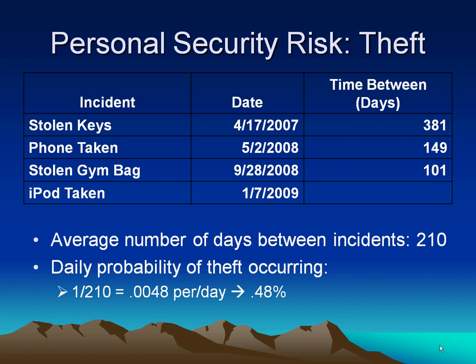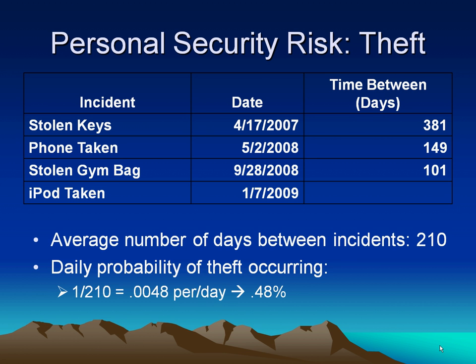Next, you find the days between each incident. Here, the number of days between the keys and phone being taken is 381 days. You do the same procedure to find the next two values. Once all the values are totaled, you take their average.